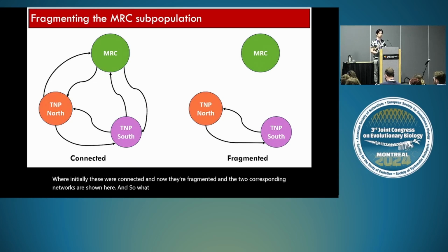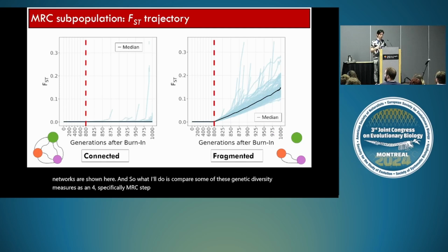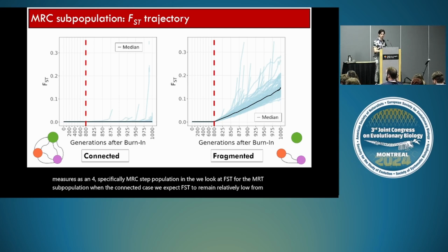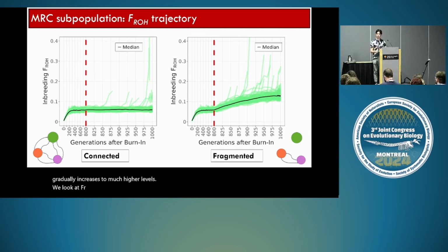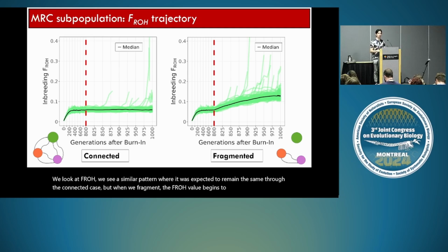I'll compare some of these genetic diversity measures for specifically the MRC subpopulation. When we look at FST for the MRC subpopulation, in the connected case, we expect FST to remain relatively low from the present day onward. But when we fragment, like we did with that tarmac road, we see that FST gradually increases to much higher levels. When we look at FROH, we see a similar pattern where it was expected to remain the same in the connected case, but when we fragment, the FROH value begins to increase, showing that there's an increase in the level of inbreeding in this population.